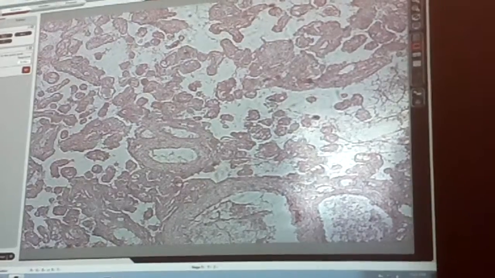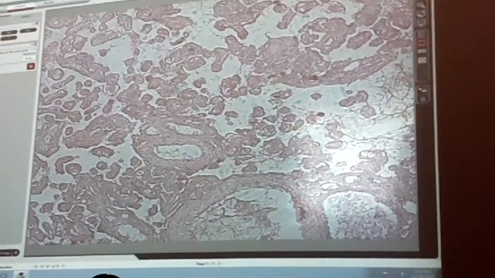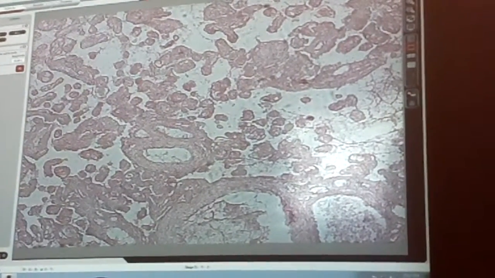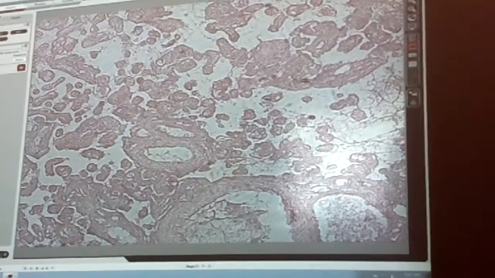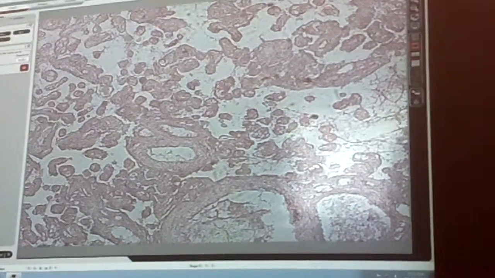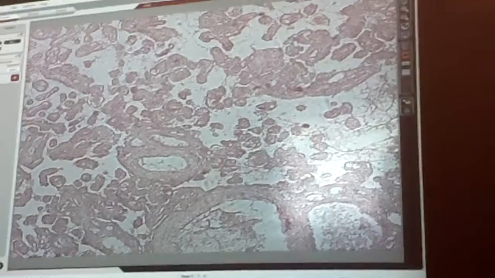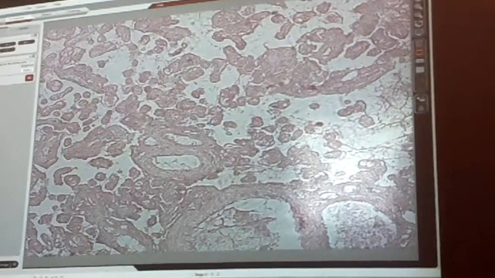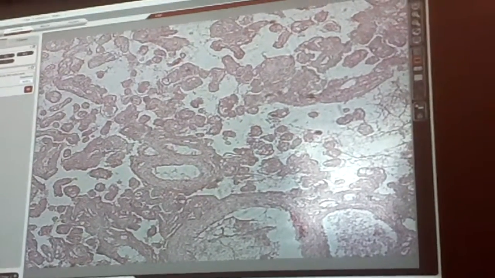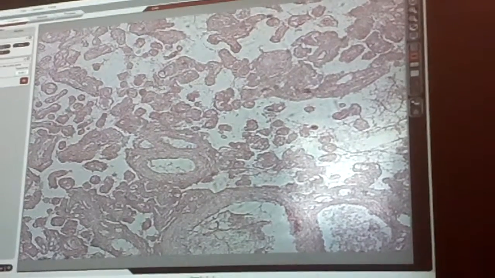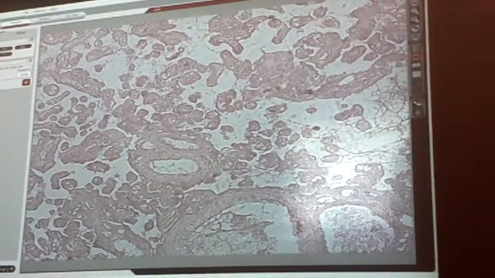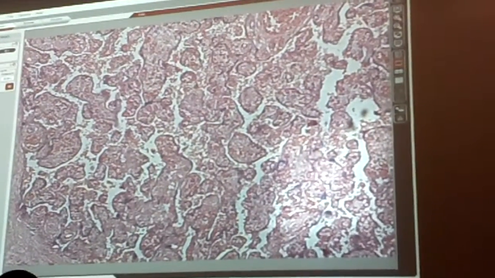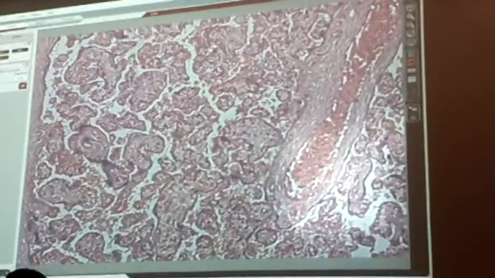So chorionic villi, interstitial spaces, and the fetal blood vessels. And again, there's different ones here. Yeah, I think this one's like what you guys have. Is this right? It's more like yours.